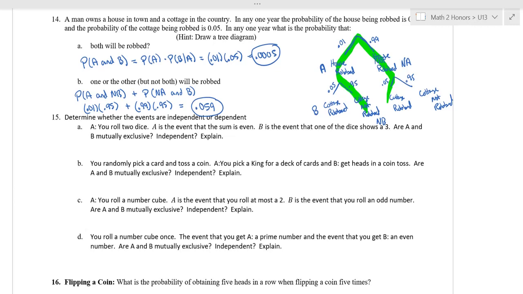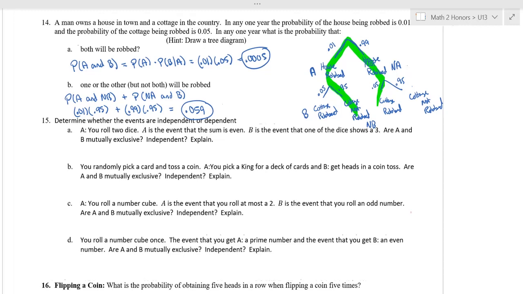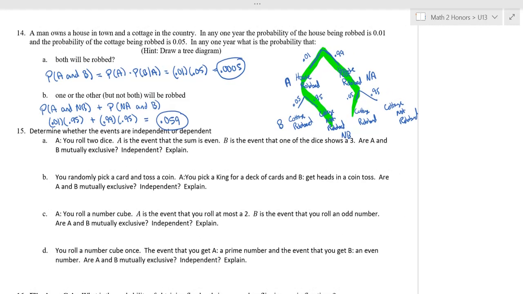15. Determine whether the events are independent or dependent. Alright. It says you roll 2 dice. A is the event the sum is even. B is the event that one of the dice shows a 3. Are A and B mutually exclusive? Are they independent? Explain. Okay. So I'm going to create a sum table, so we can talk about this.